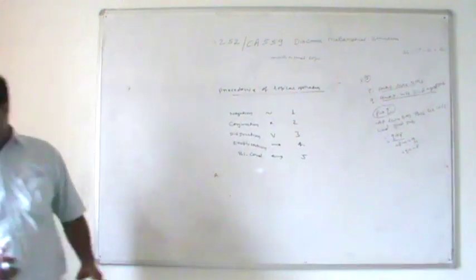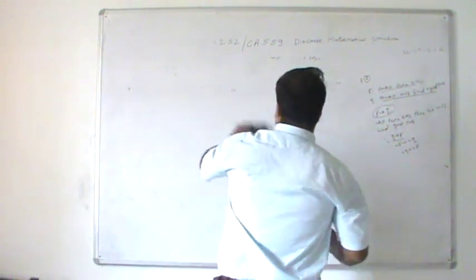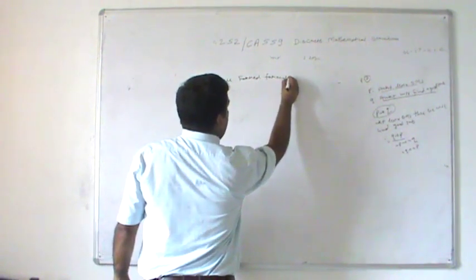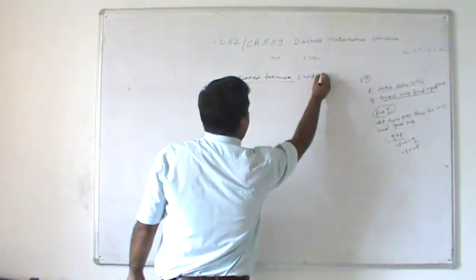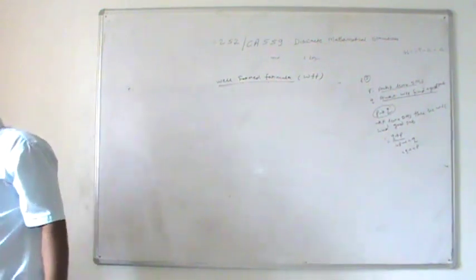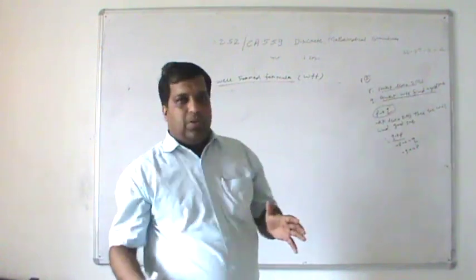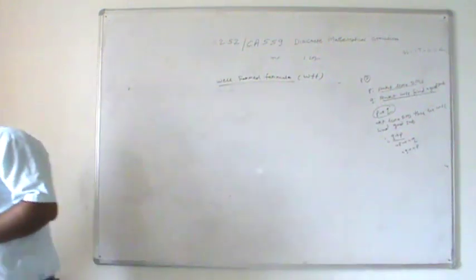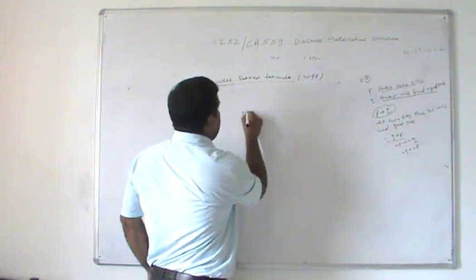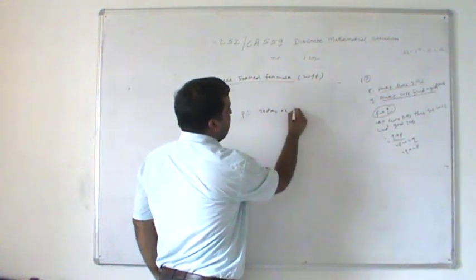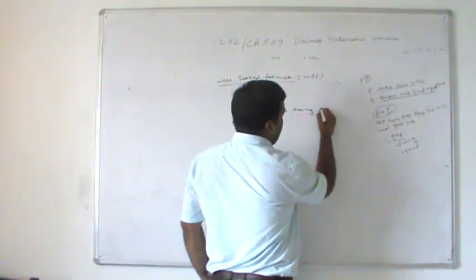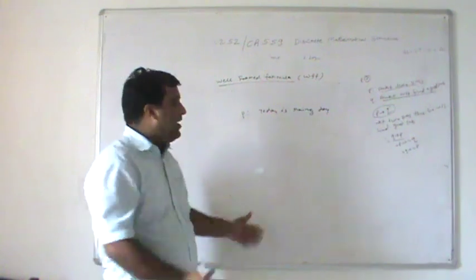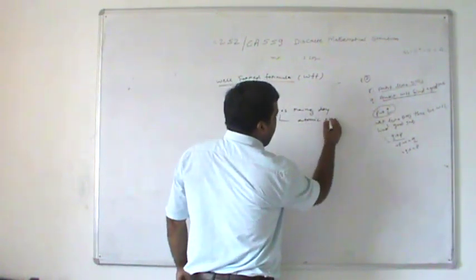Next we can discuss what a well-formed formula is. Well-formed formula is also called a WFF. A statement that cannot be broken down into further steps is called an atomic statement. For example, proposition variable P: today is a raining day. That proposition cannot be broken down into further steps. That is called an atomic statement.